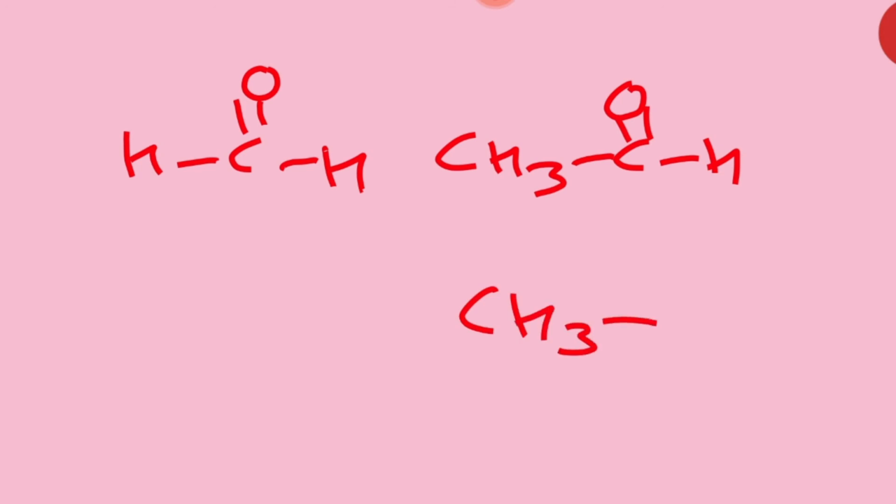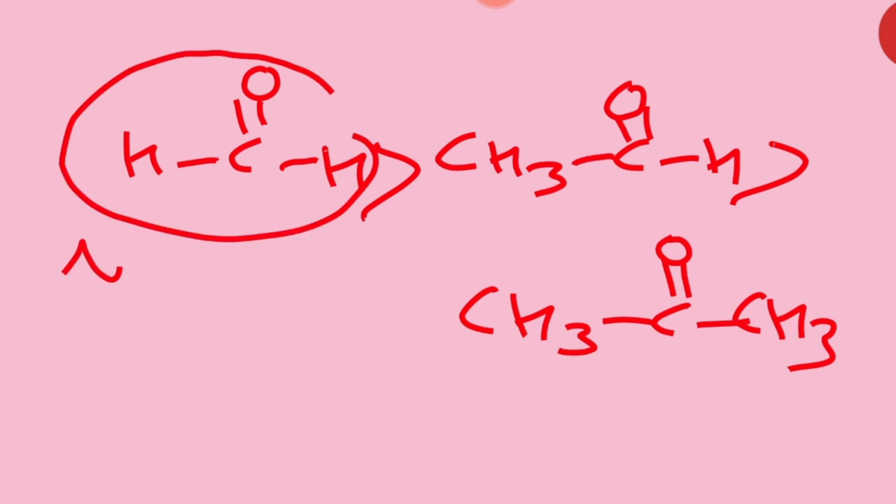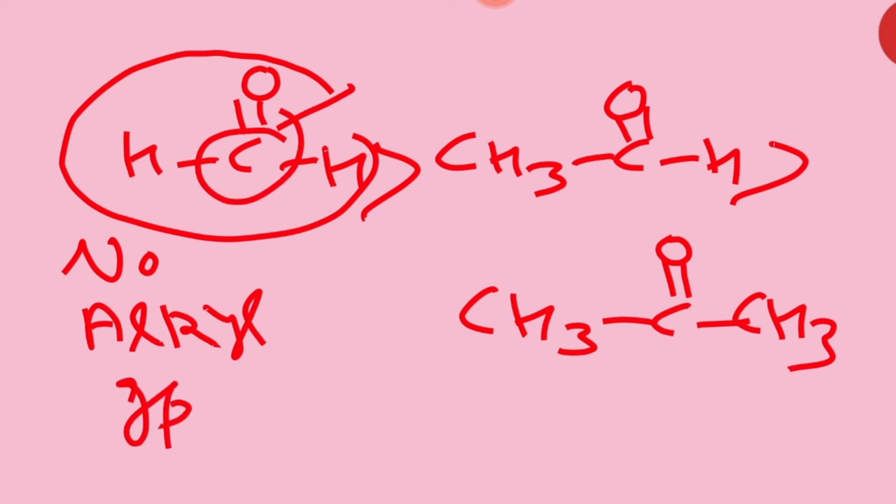Regarding this, sometimes they give one question also: if we are comparing HCOH and CH3COH, and the last one CH3COCH3, tell which is most reactive. Obviously number one is this one. Why is this one most reactive? Because there is no alkyl group, so the positive charge on the carbon will be maximum, and the electrophilicity of the carbon will be maximum. Is that clear to all?